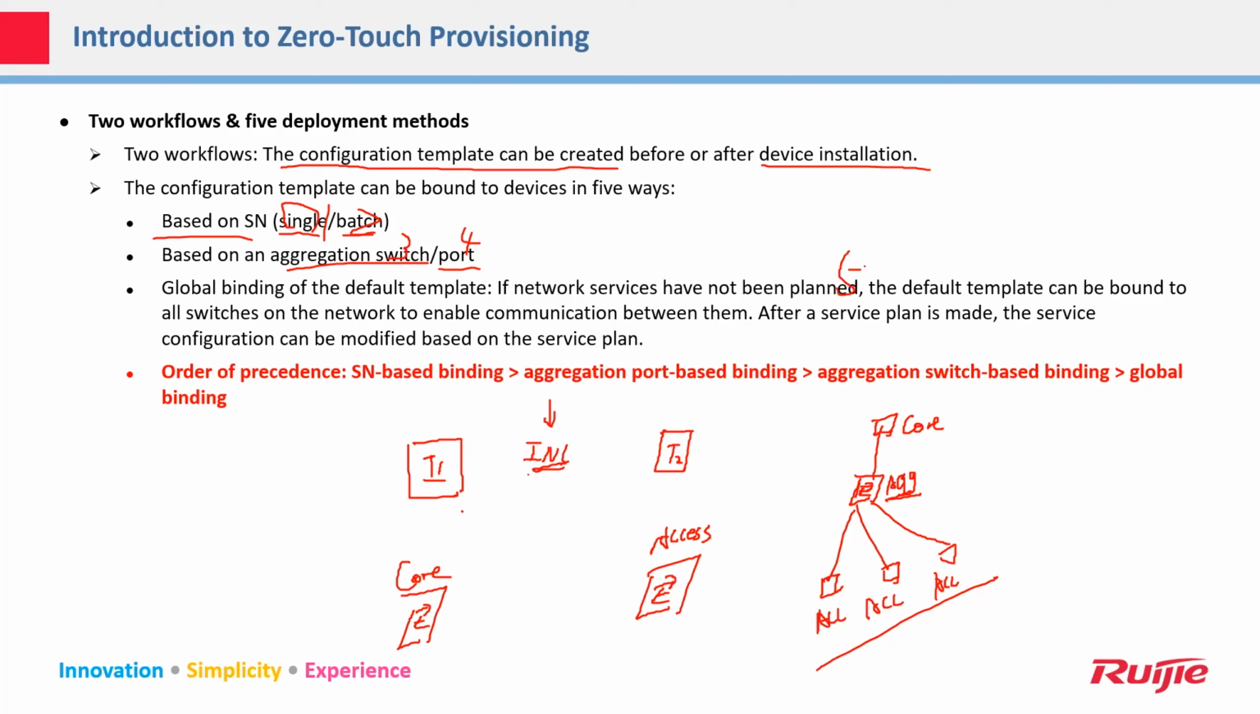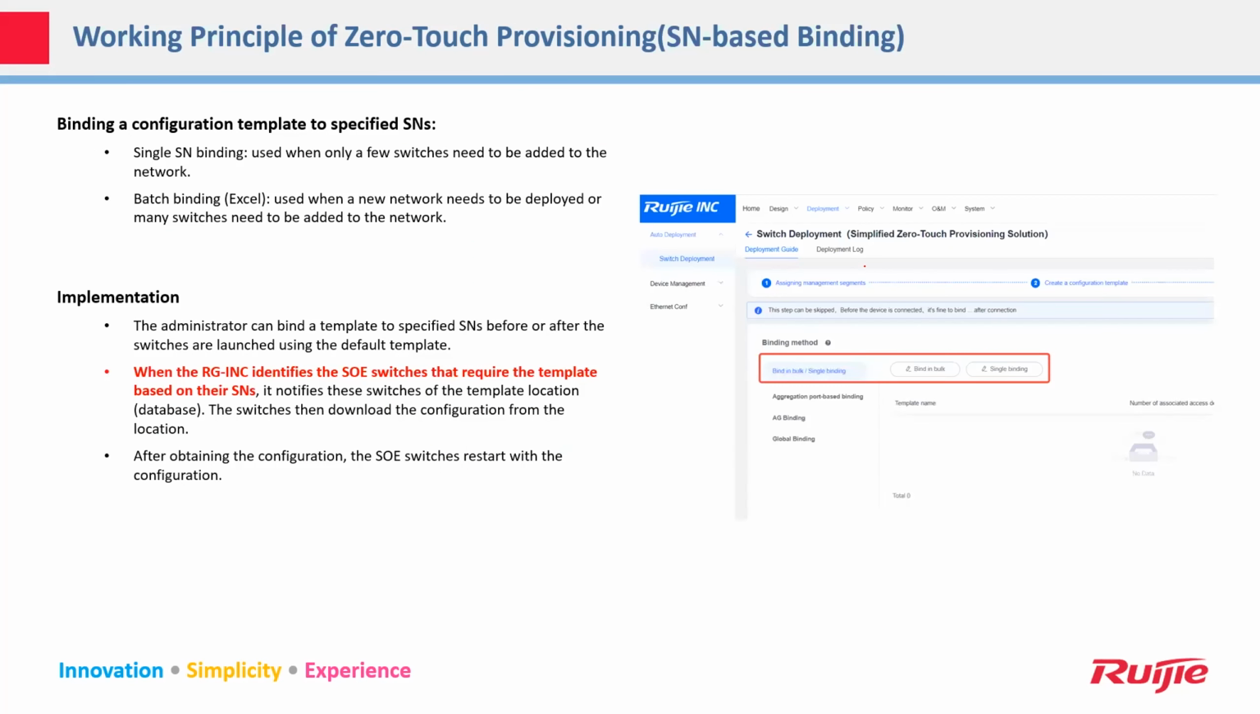All the devices will get a basic configuration template that allows all these devices to communicate with each other, while there are no services inside, no different VLANs inside, no relationship with your service in your network. Okay, so we have 2 workflows and 5 deployment methods. And the next, let's see.